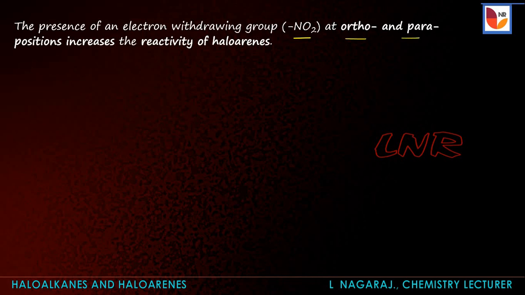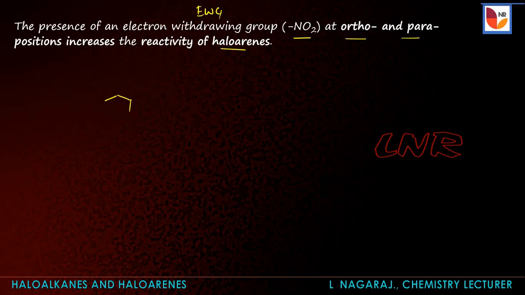That is, the main point is, due to the presence of electron withdrawing groups in the haloarenes, the reactivity increases, and if electron donating groups are present in the haloarenes, the reactivity decreases. Very important point. Due to the presence of electron withdrawing groups, the reactivity of haloarenes increases. Let us see how the reactivity increases by the presence of electron withdrawing groups.